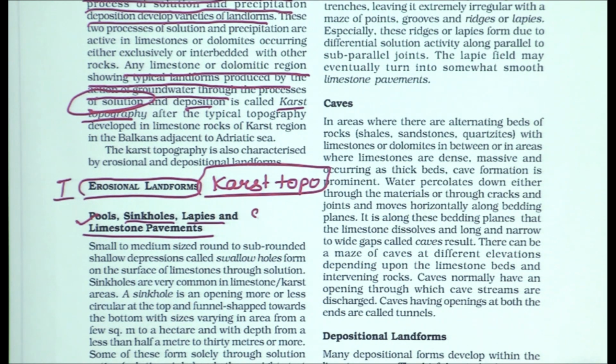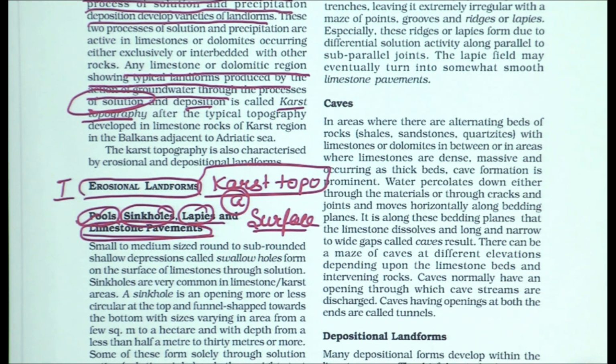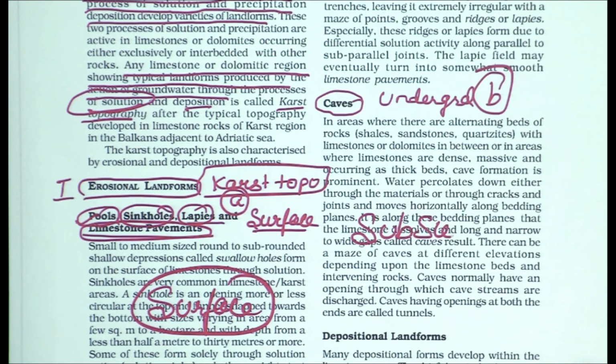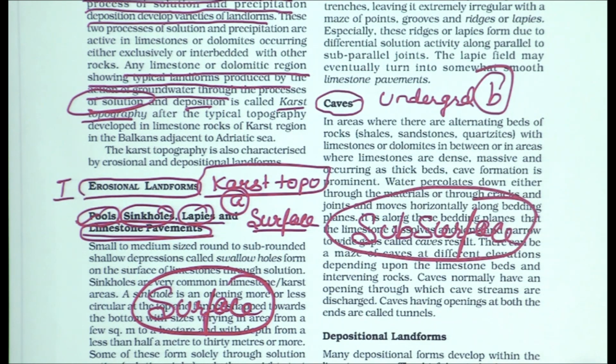So karst topography with surface solution, A, includes pools, sinkholes, lapies and limestone pavement, and once it becomes underground water, right here, once I am talking about underground water, that means I am no longer on the surface. Then B, we develop karst caves. So we are dividing the erosional features of karst topography into, writing it boldly here, surface features and subsurface features. And we want to learn these erosional features, surface and subsurface, with the support of easier diagrams.